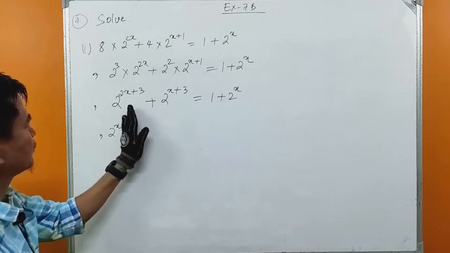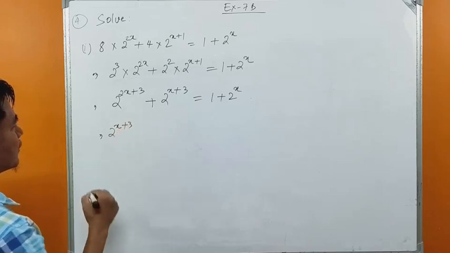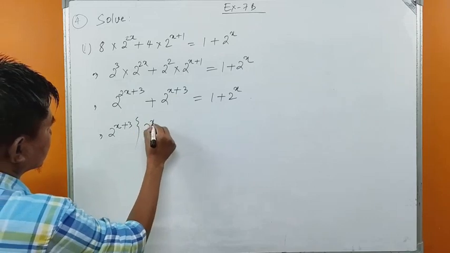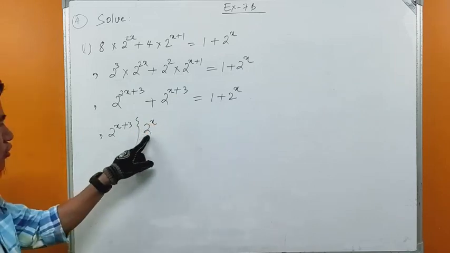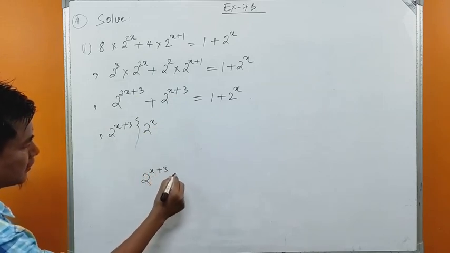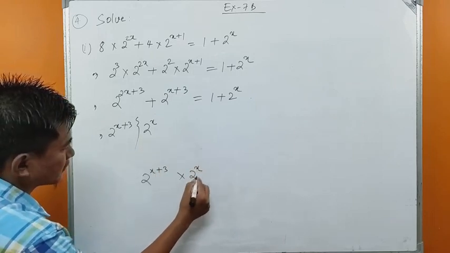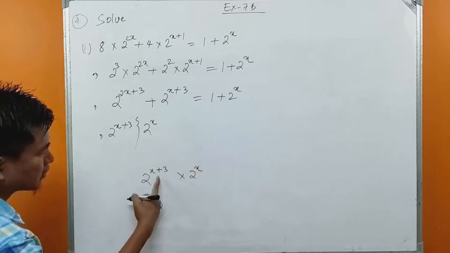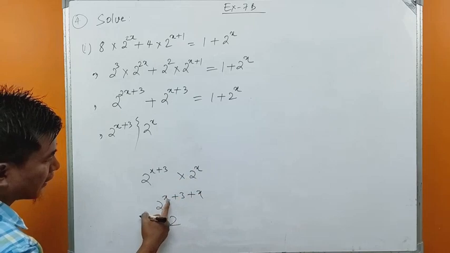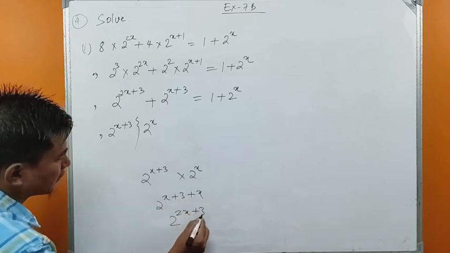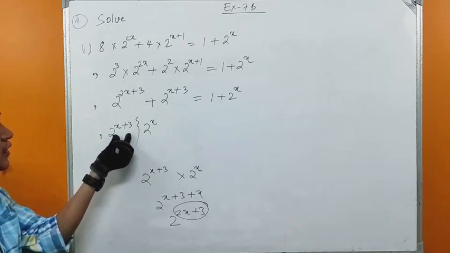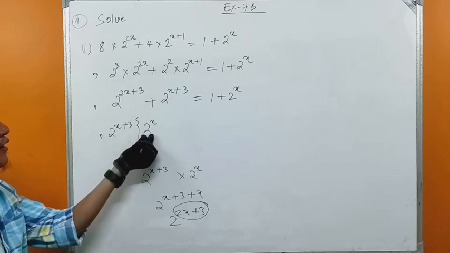Okay, 2 to the power x plus 3, if I take the common 2 to the power x plus 3, what I have is 2 to the power x, isn't it? See here, these two numbers are being multiplied. 2 to the power x plus 3 into 2 to the power x means they have the same base, so their powers will be added: x plus 3 plus x. 2 to the power x plus x is 2x plus 3. This number is this, isn't it? So I can take the common 2 to the power x plus 3, and within the bracket remains 2 to the power x here. Okay.